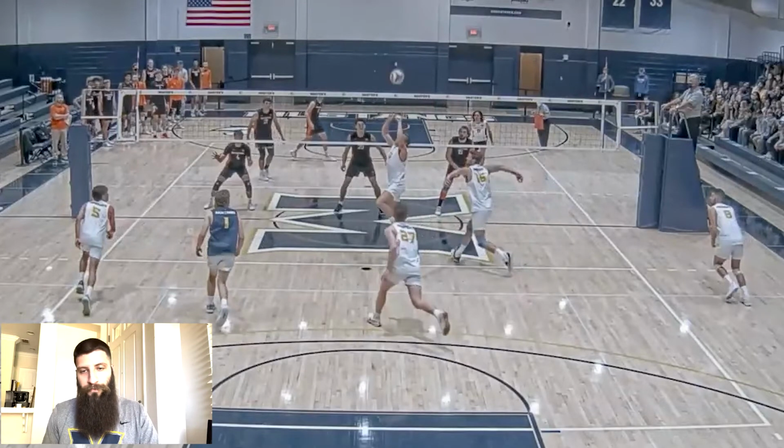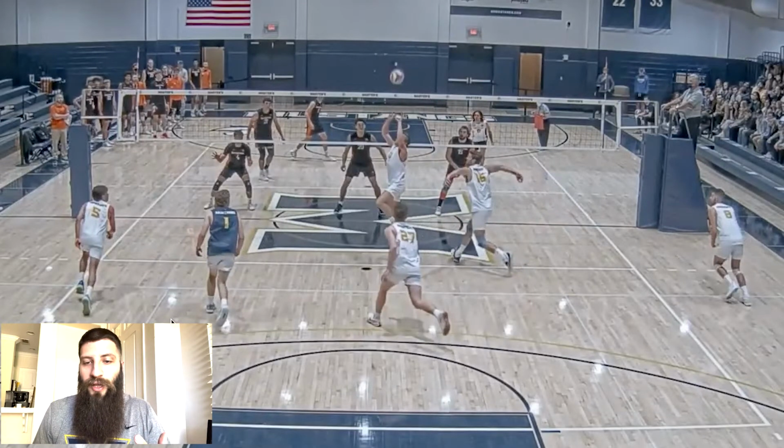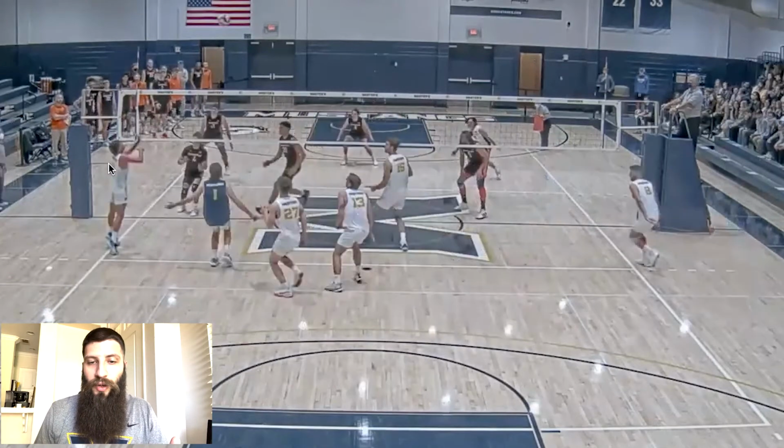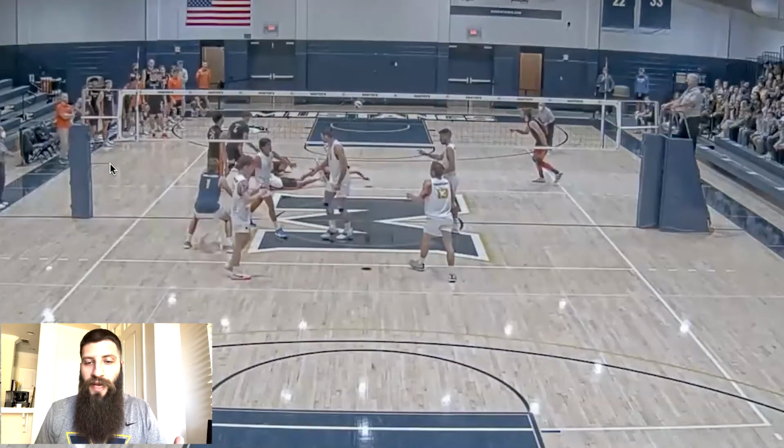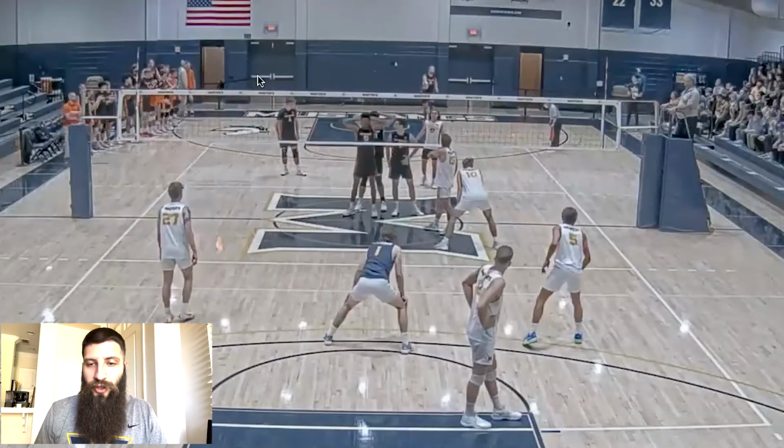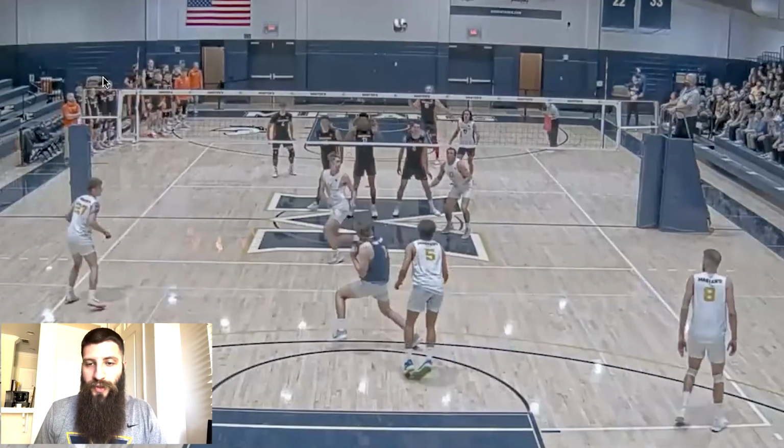Once again, our middle's coming on the back one. The isolation would be flipped more to the outside. We'd like to set the outside. We get a little bit late hand in there. That middle made a good quick move, but was unable to really catch it.